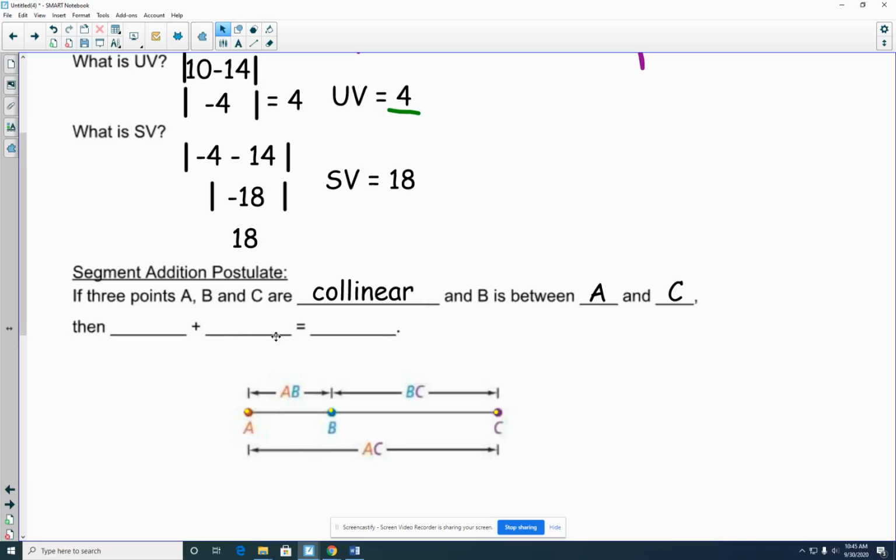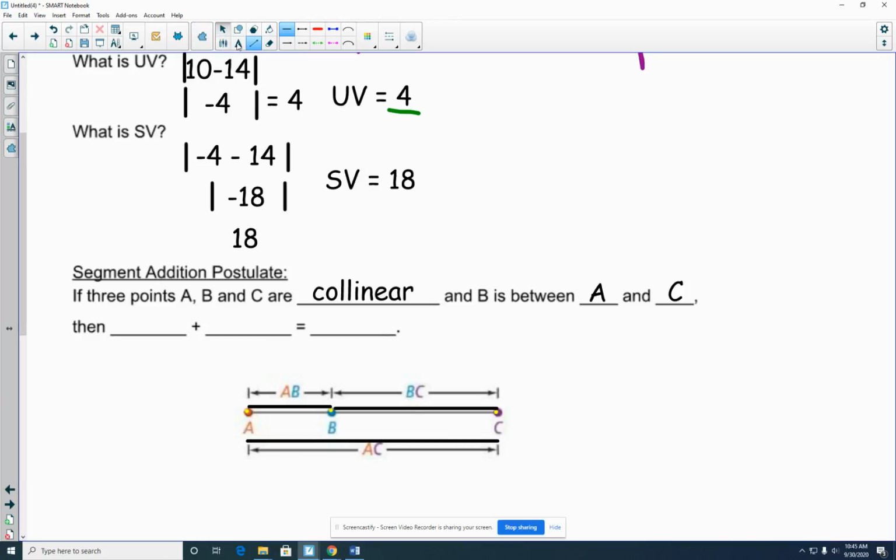Then what's true? Okay, so A, B, and C are collinear. B is between A and C. So let's think how we could take these segments. Remember, segments are formed by 2 endpoints, and how we can add them together to get a greater segment. I think you guys would agree, if I take this segment from A to B, and then I add this segment from B to C, I get the entire length from A to C.